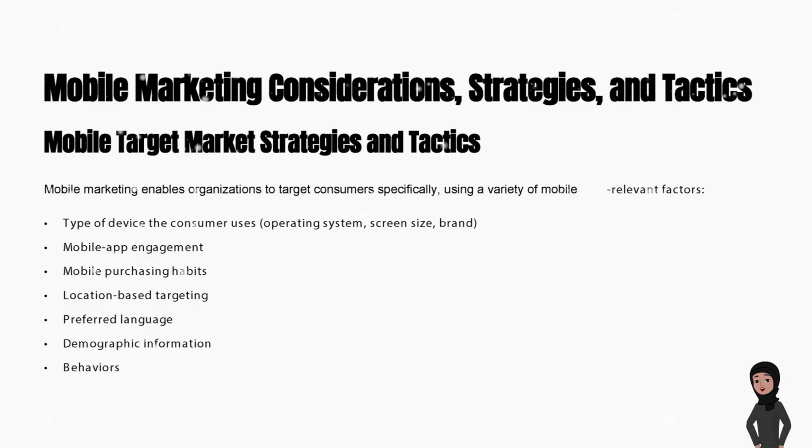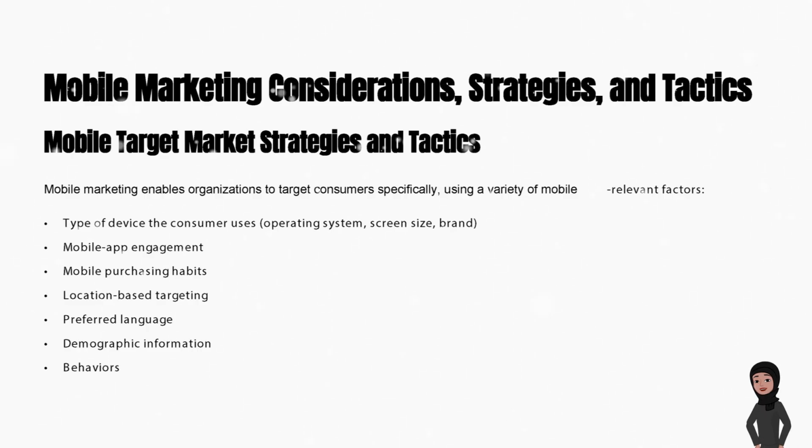Targeting in the mobile world is far more granular than in traditional media. Because of the data available, organizations can target consumers based on a variety of highly specific factors. First, we consider the hardware. What device is the consumer using? Their operating system and screen size can dictate how they interact with content.